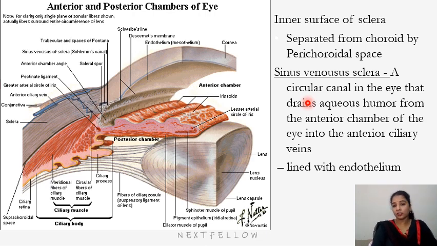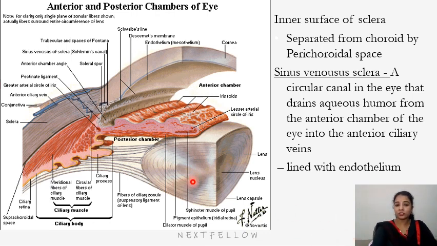Further, the inner surface of the sclera is separated from the choroid by the perichoroidal space, which contains a thin, translucent, delicate connective tissue called lamina fusca. And the sinus venosus sclera is a circular canal present at the sclerocorneal junction that drains the aqueous humor, which is a fluid present in front of the lens.